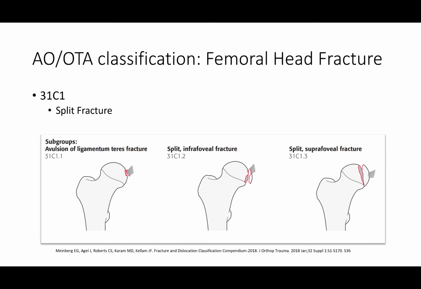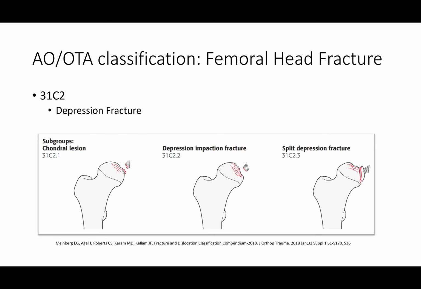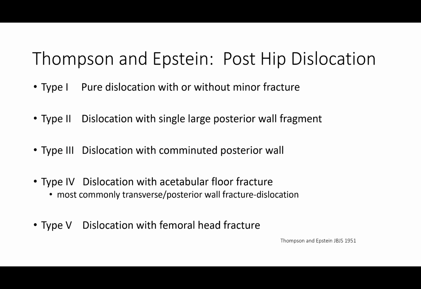So it's a little bit of a confusing classification because it's a little different than many of the other ones we use in the AO classification to some extent. So here are the C1s, where you have avulsion, infrafoveal, suprafoveal fracture. We'll come back to that concept a little later. C2s are the sort of impaction or depression injuries. The Thompson and Epstein classification of posterior hip dislocations are as follows.